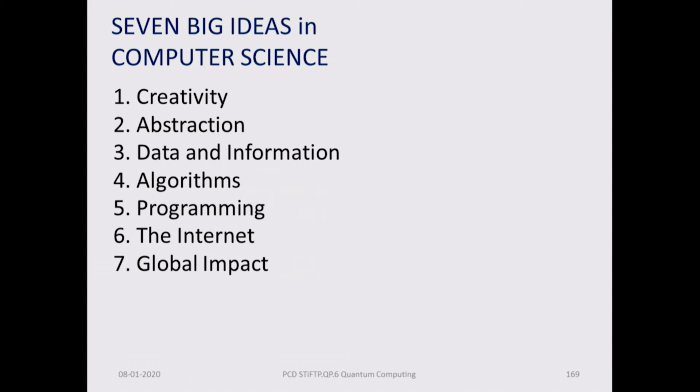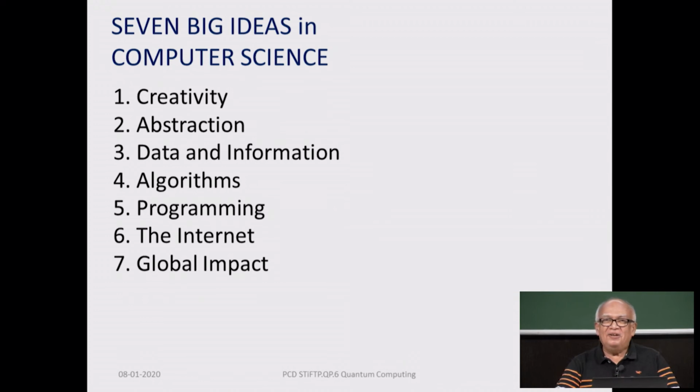I think it was always a big idea, but computer scientists would have you believe as if it is their discovery. So, abstraction, this also I think was always a big idea. Data and information, algorithms, programming, internet, and the global impact. So, these are recognized as 7 big ideas in computer science.